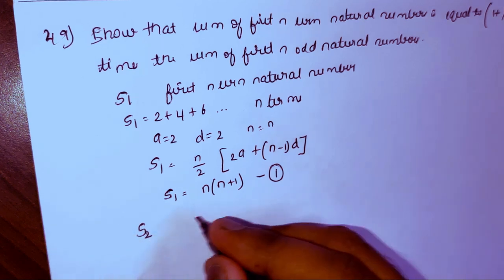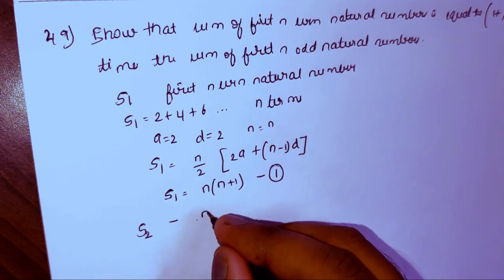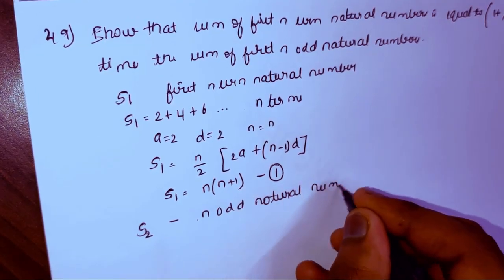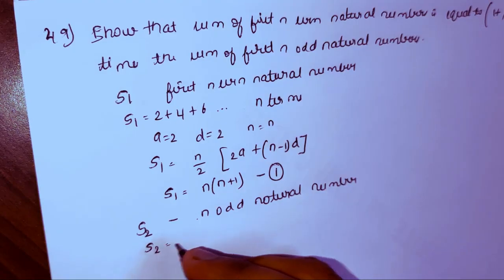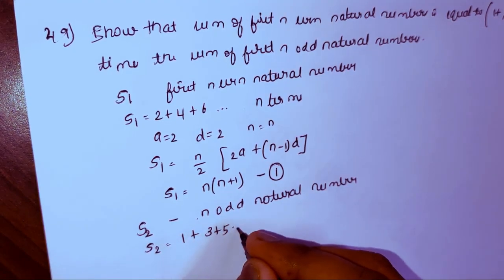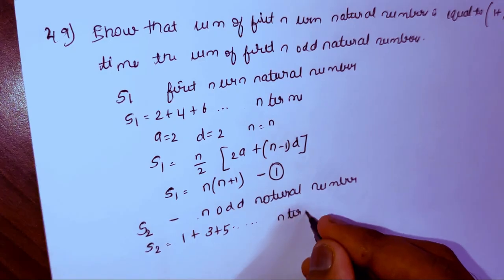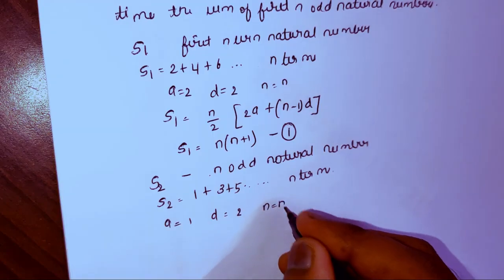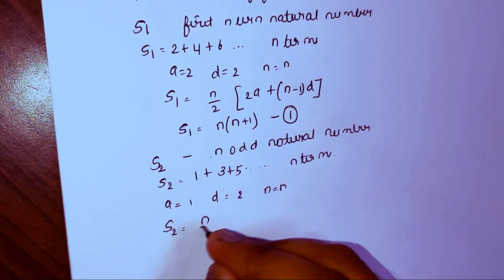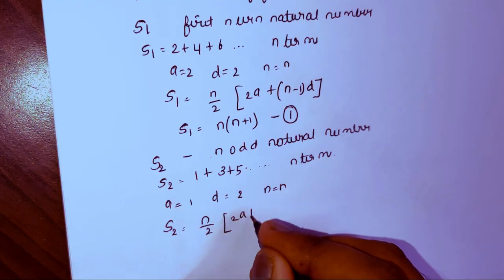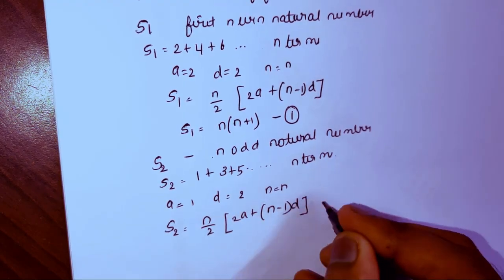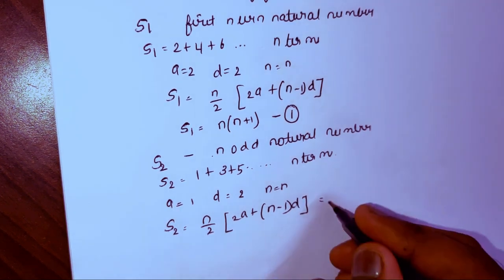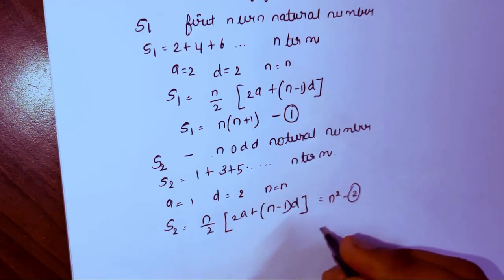We will consider S2 as sum of first n odd natural numbers. S2 is equal to 1 plus 3 plus 5 so on up to n terms. So here a is 1, d is 2, n is n. Substitute the same formula, n by 2 into 2a plus n minus 1 into d. You will get the value of S2, that is n square. Consider it as the second equation.